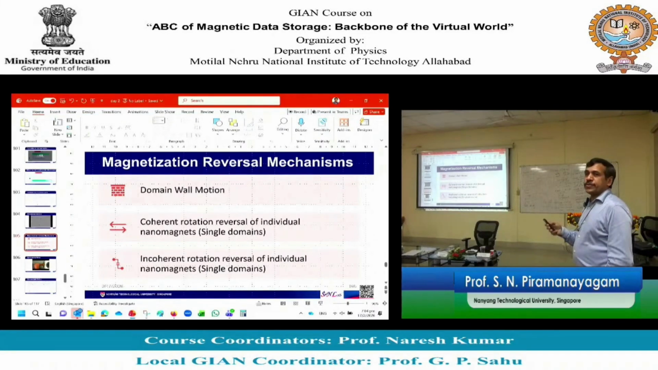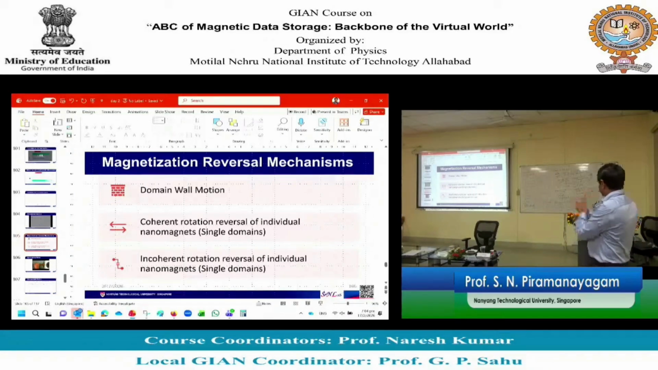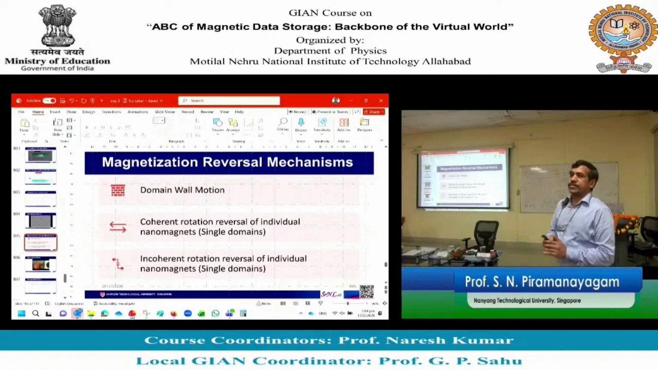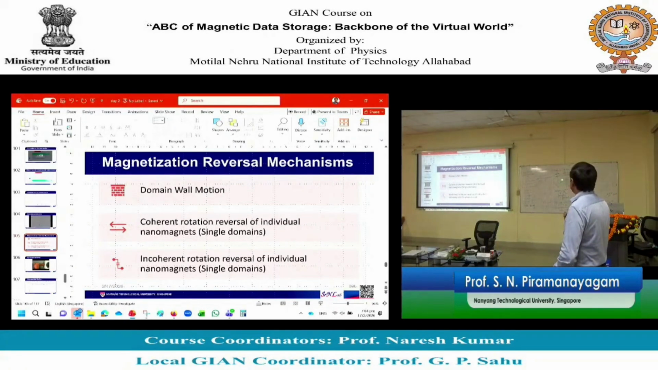And I also told you that this difference comes about because of a property called anisotropy. Anisotropy is basically when you try to measure the property of a material in different directions. If the property you measure is different in different directions, we say that the material is anisotropic.